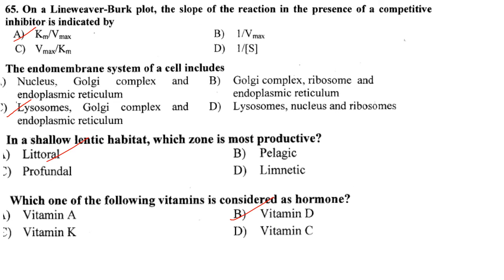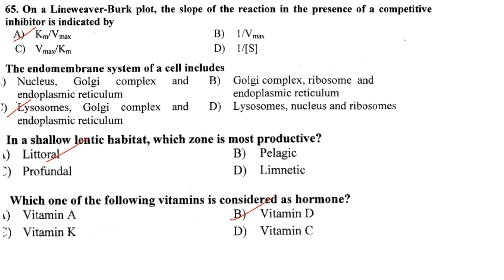Then next one. On a Lineweaver-Burk plot, the slope of the reaction in the presence of a competitive inhibitor is indicated by. So the slope of the Lineweaver-Burk plot shows Km by Vmax values. So answer is option A. Then the endomembrane system of a cell includes: the endomembrane system is a group of membranes and organelles in eukaryotic cells that work together to modify, package and transport lipids and proteins. The organelles of the endomembrane system include nuclear membrane, the endoplasmic reticulum, Golgi complex, lysosomes, vesicles, endosomes and plasma membrane. So here they have given only three, that is lysosome, Golgi complex and endoplasmic reticulum.